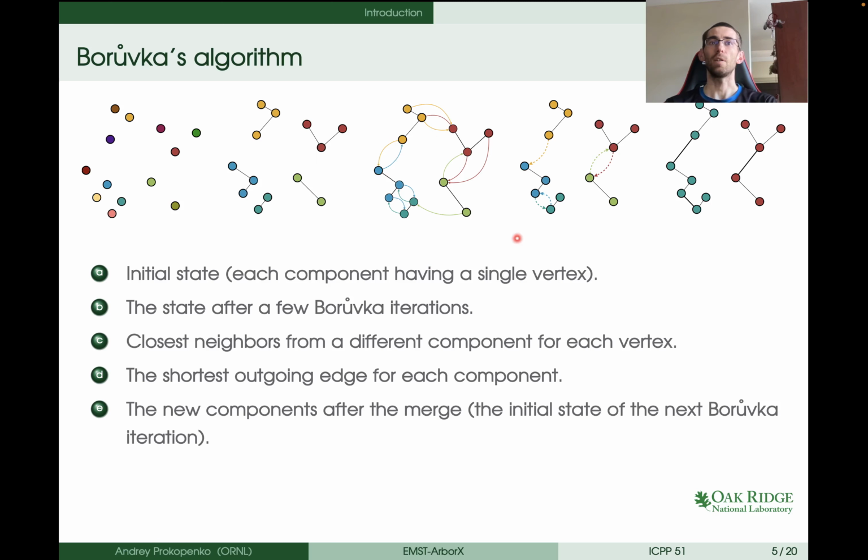After that, the algorithm chooses the shortest out of all the edges belonging to the same component. So out of the 3 blue edges, it chooses the shortest one. In this case, it's going to be this one. And finally, following those edges, it merges several components together. So in this case, it merged into 2 components, which becomes the initial state of the next Boruvka iteration.